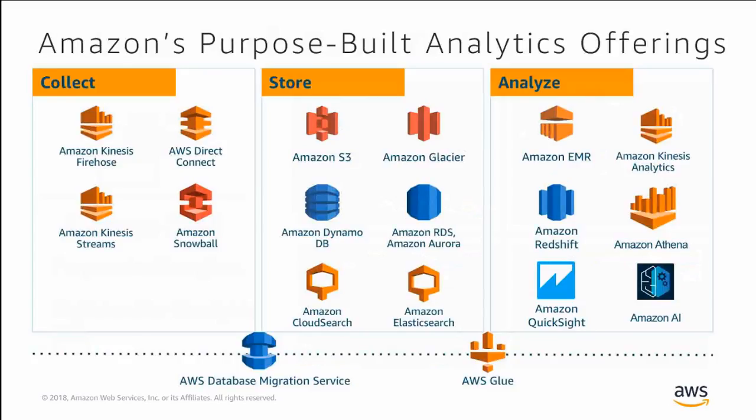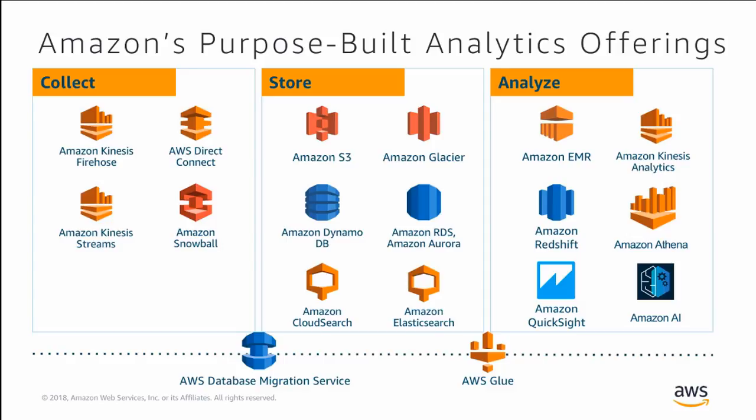If we take a look at the purpose-built analytic offerings that Amazon has, here's a small sample of them. If we take a look over on the left-hand side, going through the process of collect, store, and analyze, starting off with Kinesis. Kinesis is built to handle streaming data. That includes being able to very easily capture, store, and analyze the streaming data, as well as populate your data lake that might be in S3. We also have services like Snowball and Snowmobile to capture large amounts of data.